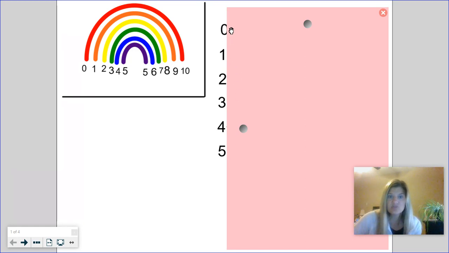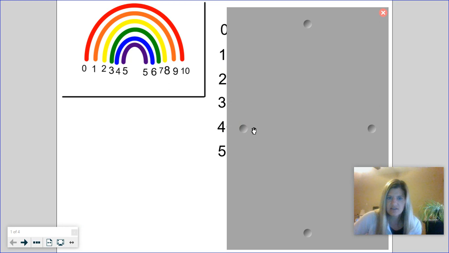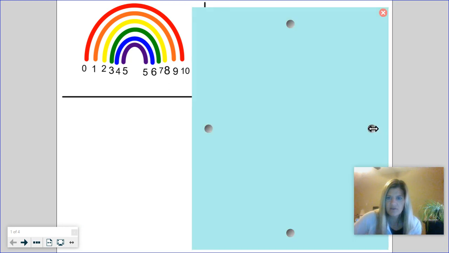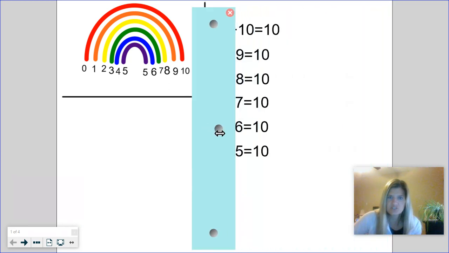That means if I do 0 plus 1 equals 1. 1 plus 1 equals 2. 2 plus 1 equals 3. 3 plus 1 equals 4. And 4 plus 1 equals 5. Okay, let's see if we can go to the other side now. Move this over. This over. I love how it switches colors. All right, let's keep going now.